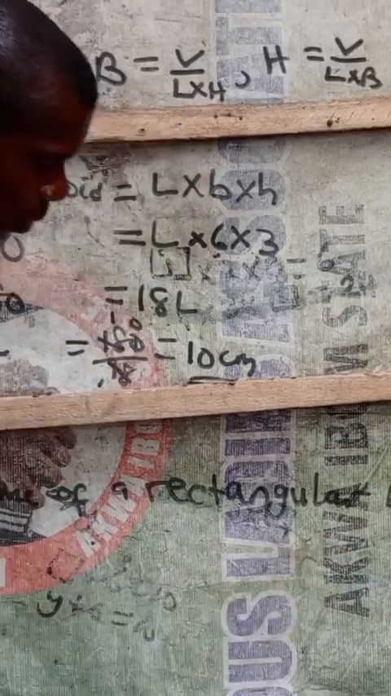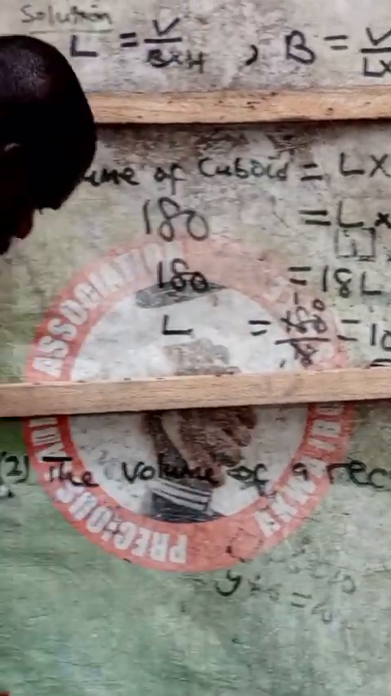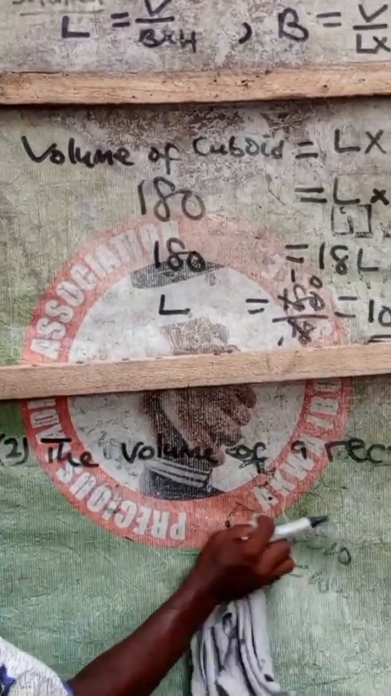The volume of a rectangular box. You know what they are trying to describe, that is a cuboid.